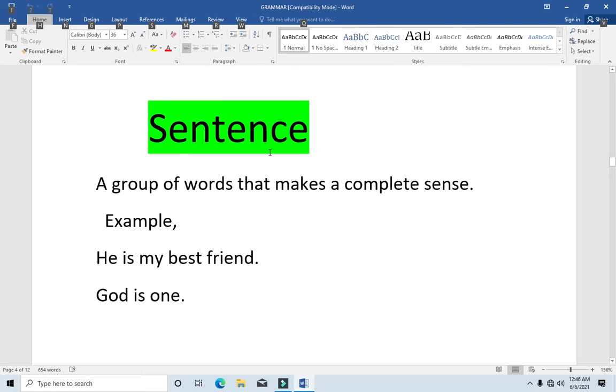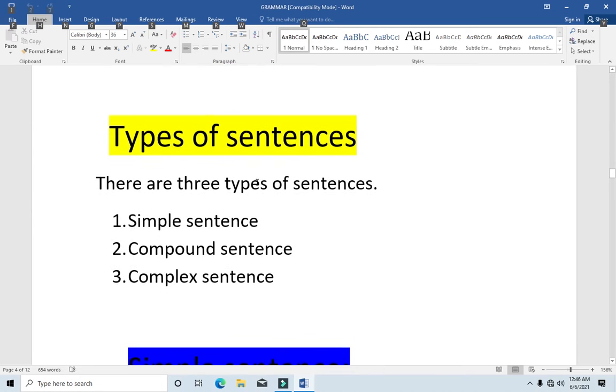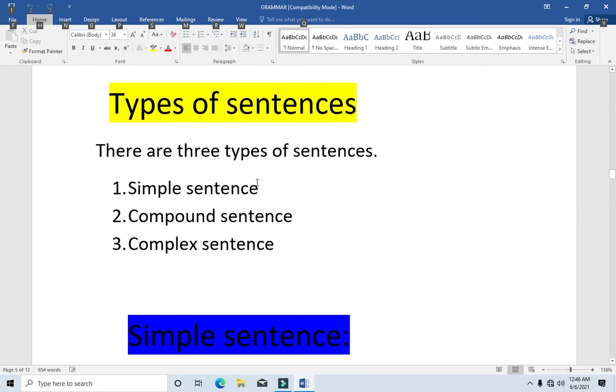Now the other topic is sentence. Definition: a group of words that makes a complete sense. For example, he is my best teacher, God is one. So these are the examples of sentence and they make complete sense.